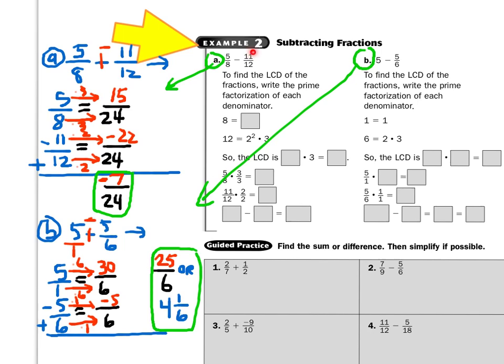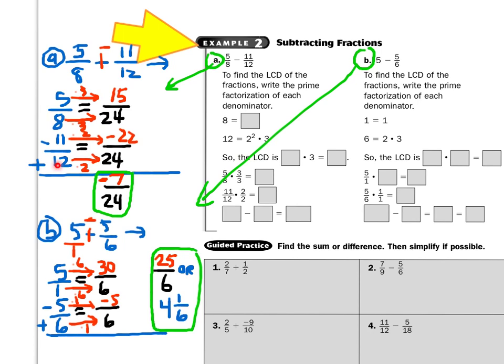Okay, let's look at example 2, subtracting fractions. I wrote A over here in the margin, and that's what I want you to do. So we have 5 over 8 minus 11 over 12. Well, the first thing, the denominators don't match, so we're going to do a tower. But before you do a tower, add a line and change the sign. Okay, so we'll only do towers after we've changed it to adding the opposite. And now I write 5 over 8 on top plus -11 over 12 on the bottom.